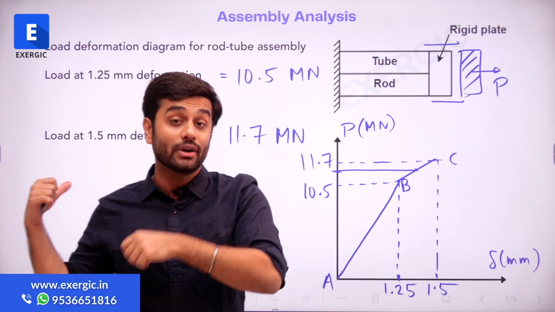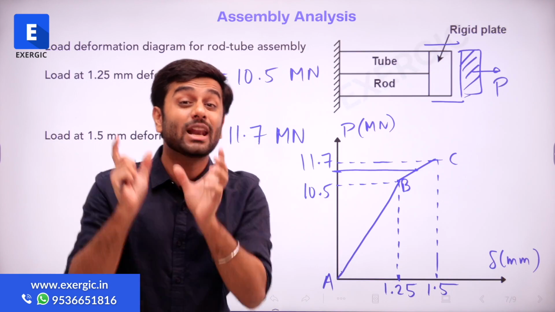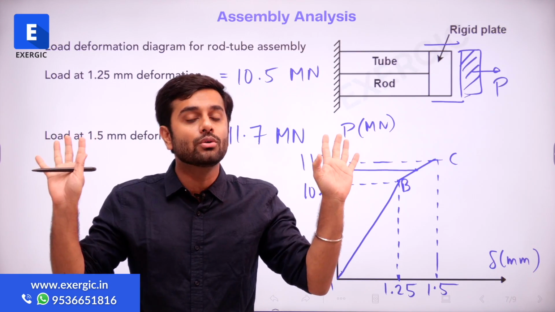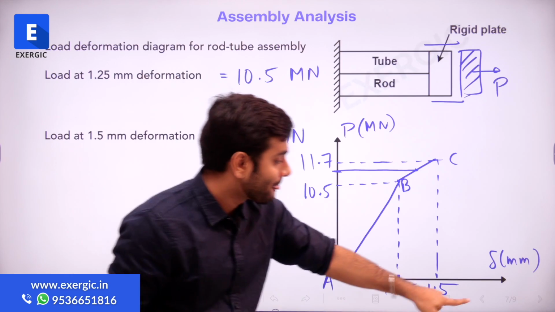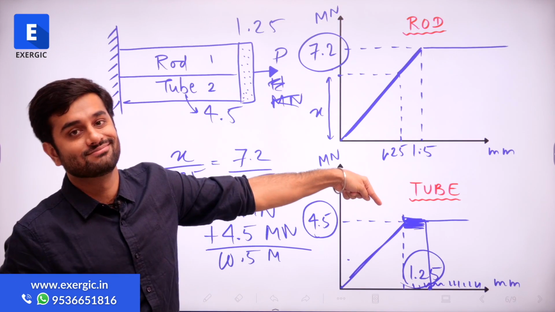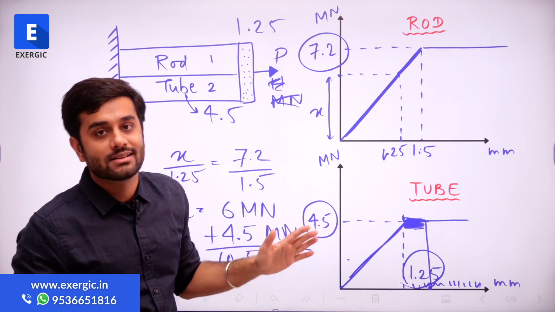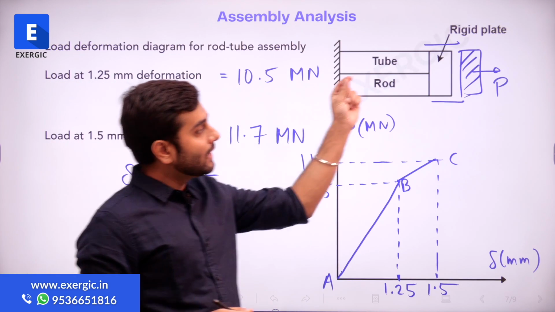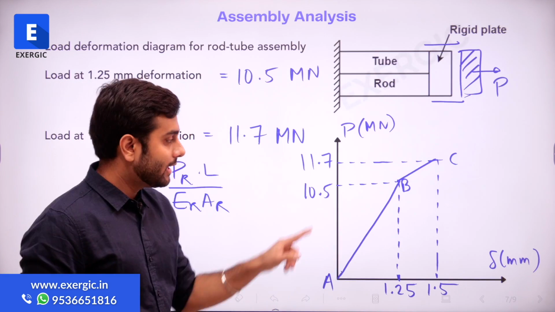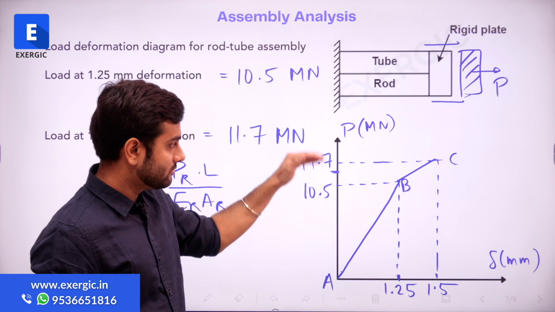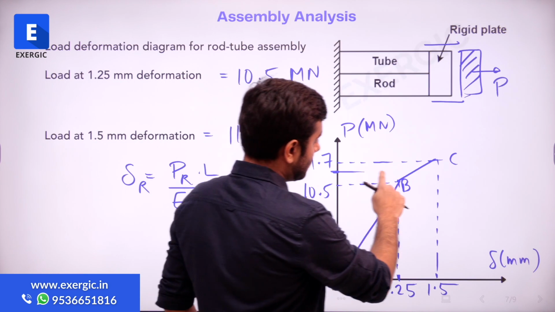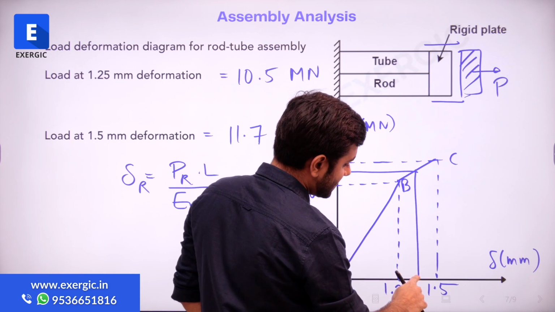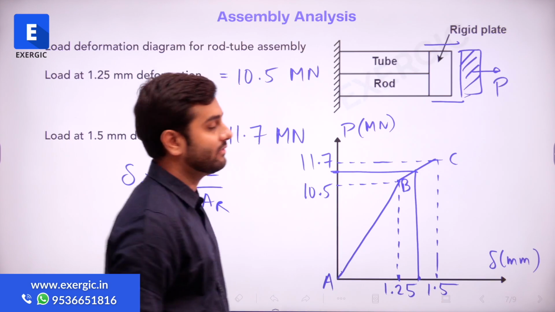So the approach that you were using of equating del using PL by EA, that you cannot do for which of them? That you cannot do for the tube, because the tube has entered the plastic region. So from this discussion we can conclude that when a load of 11 meganewton is acting, the deformation is coming somewhere between 1.25 and 5, right?